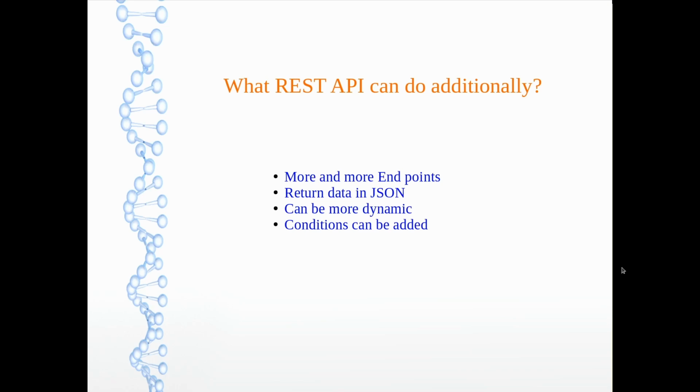But what REST API can do additionally, in comparison with ILS-DI, is that more and more endpoints are now possible. It can return data in JSON format. It can be more dynamic. More conditions can be added.